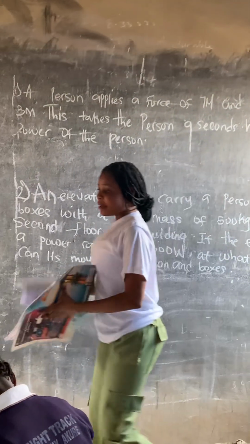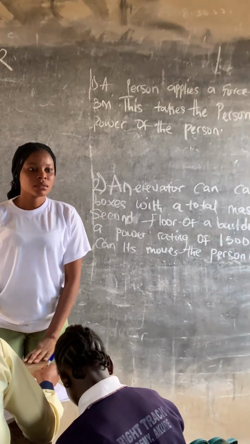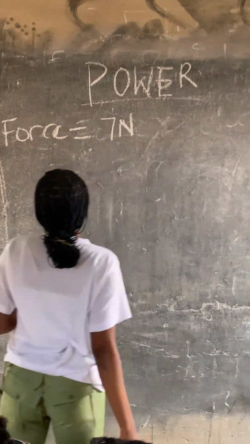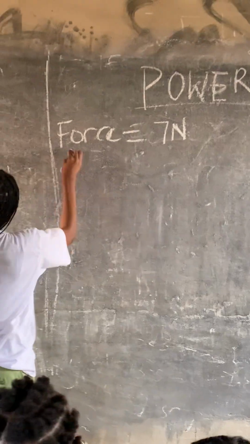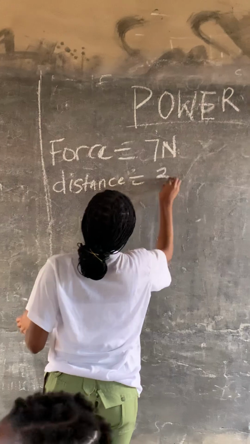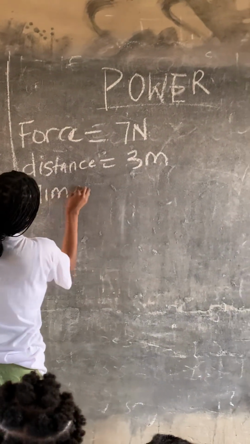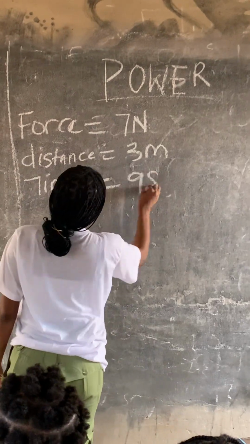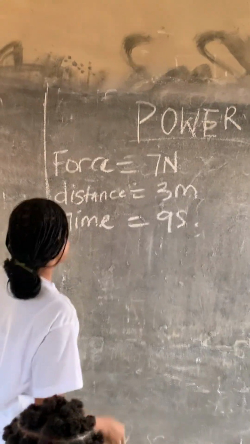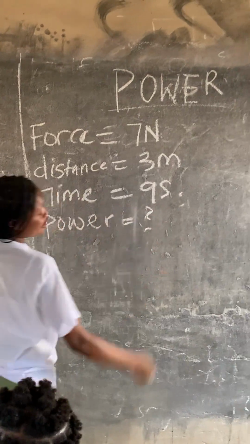What is the power? Okay? We have 7 newtons, right? And what again? Distance, which is 3 meters. And what again? Time, which is 9 seconds. Is this all the parameters? Yes. What are we asked to find? That power is unknown, right?